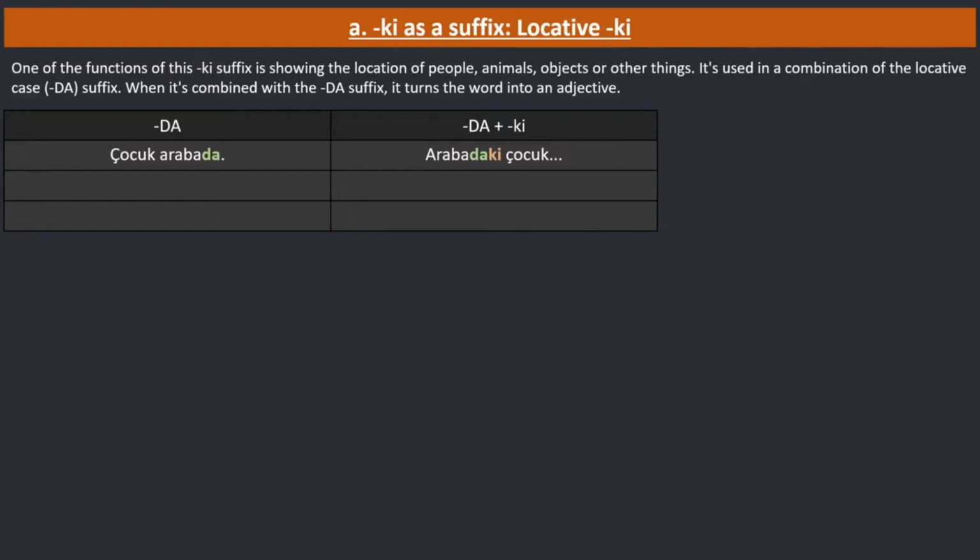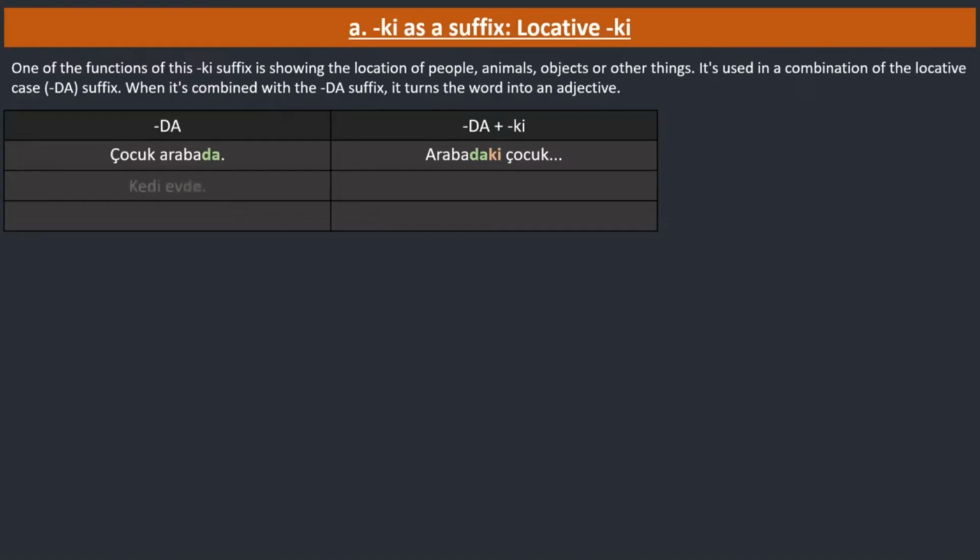Sepette çiçekler var. Çiçekler çok güzel. So I'm talking about the flowers that are in the basket. So sepetteki çiçekler çok güzel. Of course these double or three dots indicate that you need to complete the sentence. Like arabadaki çocuk benim çocuğum. The kid who is in the car, or simply the kid in the car is my kid.